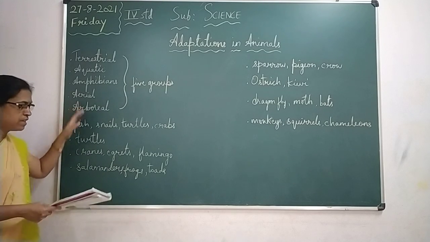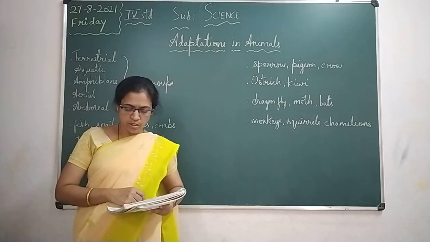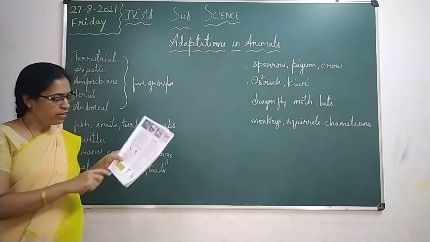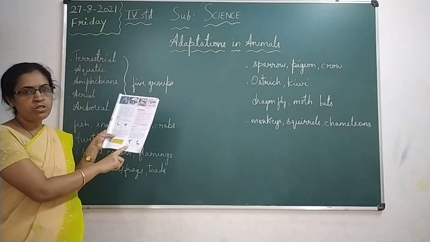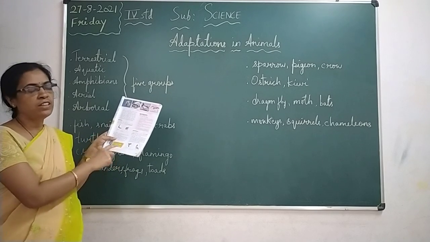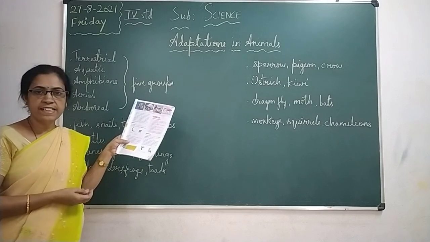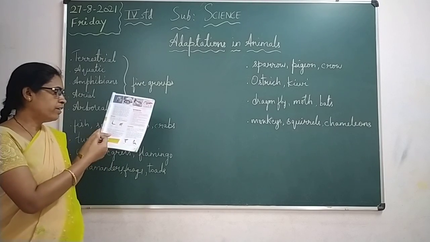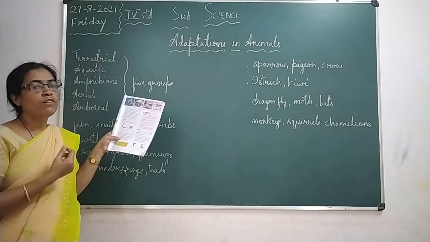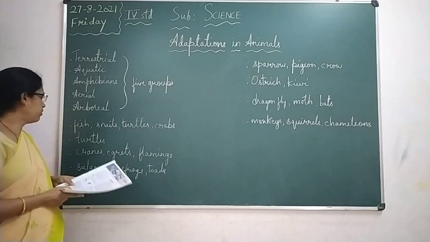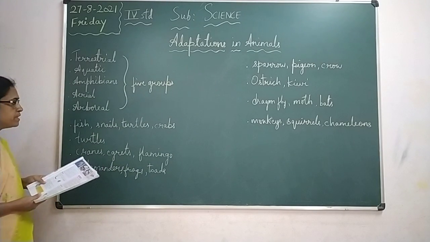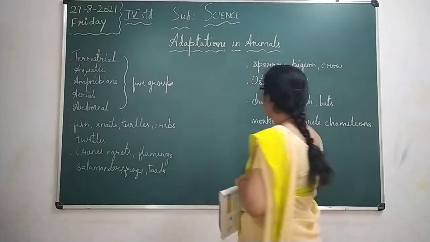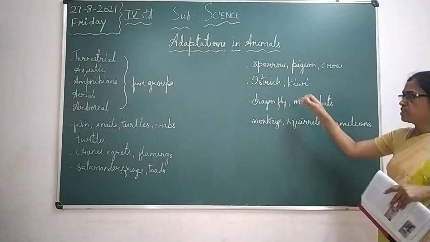And the next point is aerial animals. So what are aerial animals? The animals that fly in the air are known as aerial animals. Birds have wings to fly. You can see here. Their bones are hollow, which makes them light, and the body shape helps them to fly easily in the air. Examples of such birds are sparrows, pigeons, and crows. And then children, you can see a few more birds named here, that is ostrich and kiwi.